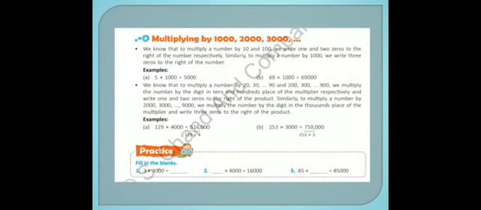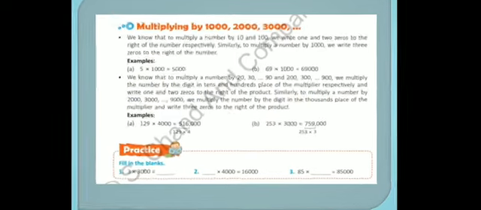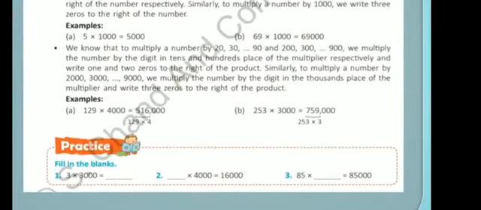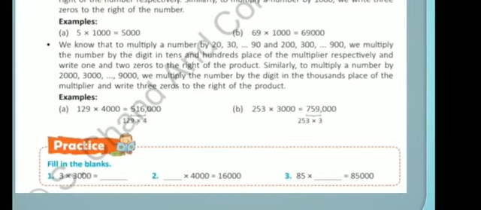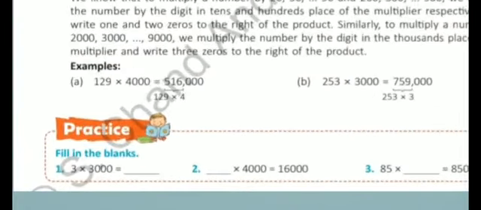Here is one simple topic of multiplying by 1000, 2000 or 3000. Previously also, students, we have studied this kind of multiplication. You have to just count the number of zeros, and along with the multiplication of the number you have to put those zeros. So here some practice exercises are given to you and you have to solve this exercise. You can see here the solved example.